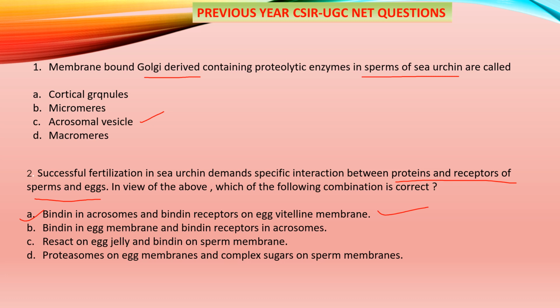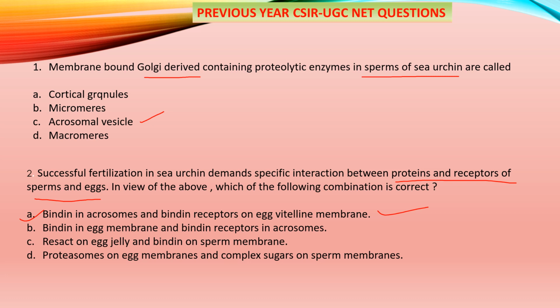Okay, let's see the second option, B. Bindin in the egg membrane. Bindin is not present in the egg membrane, it is present in the acrosome of the sperm, so it will be wrong. Then the option on egg jelly and binding. The egg jelly's function is to recognize the specific sperm and egg. It has no role in the binding or in the interaction, so that's the wrong option.